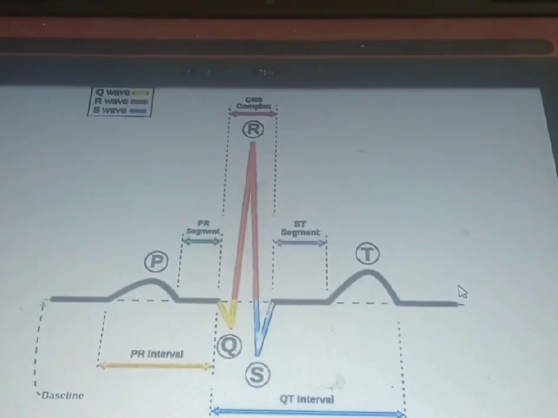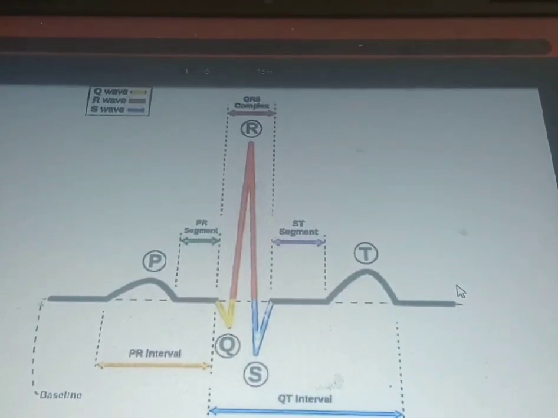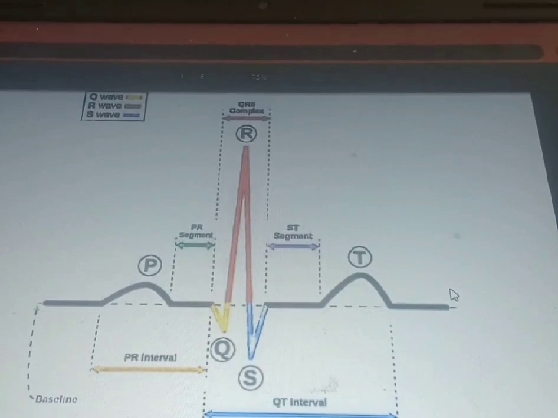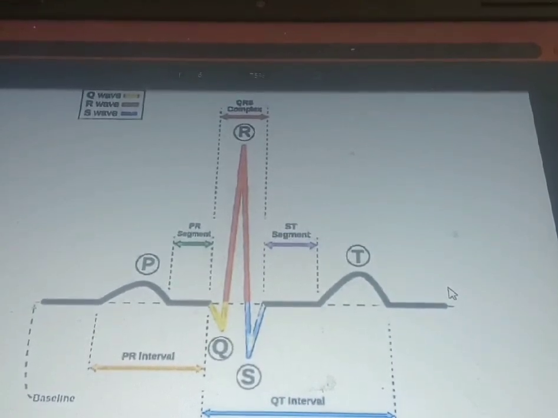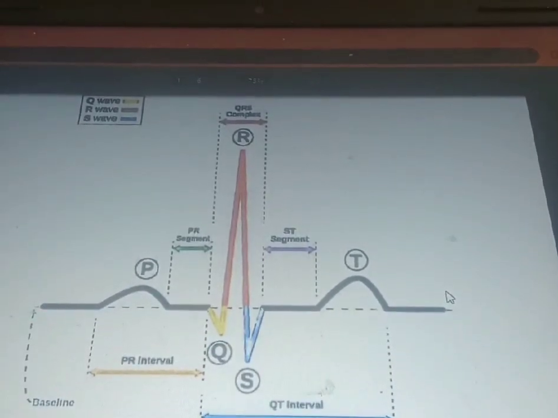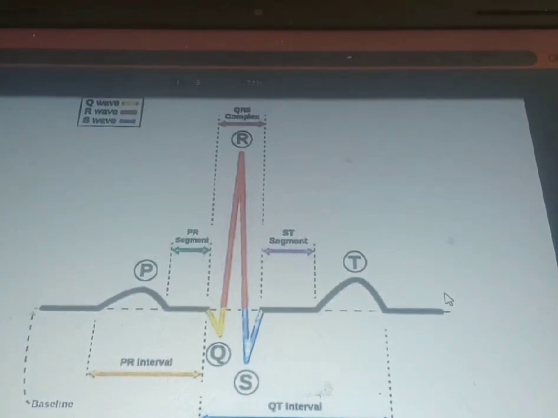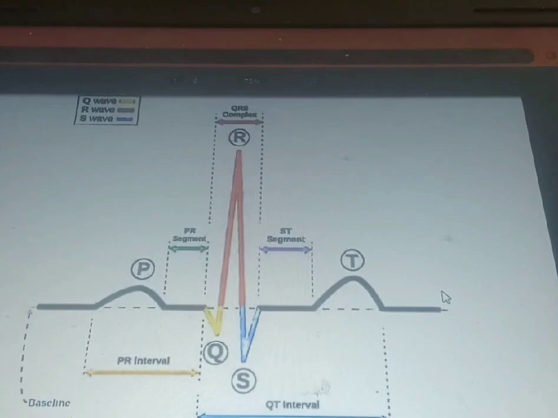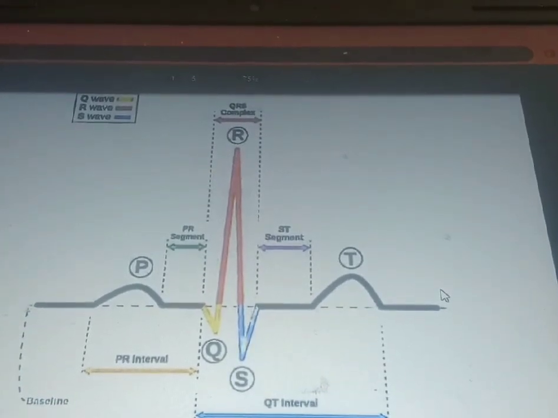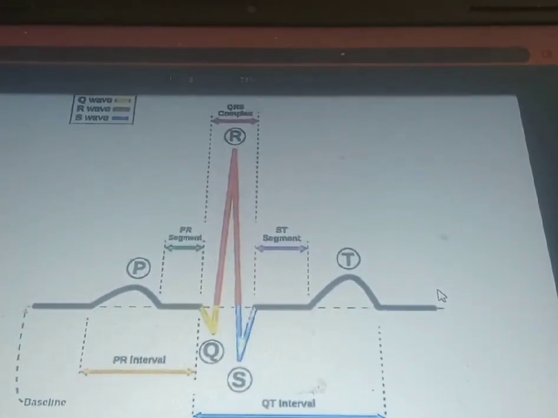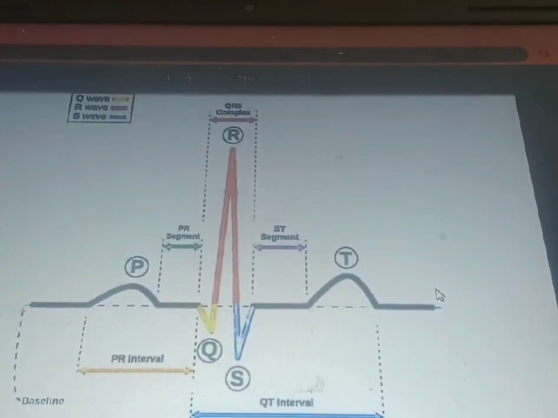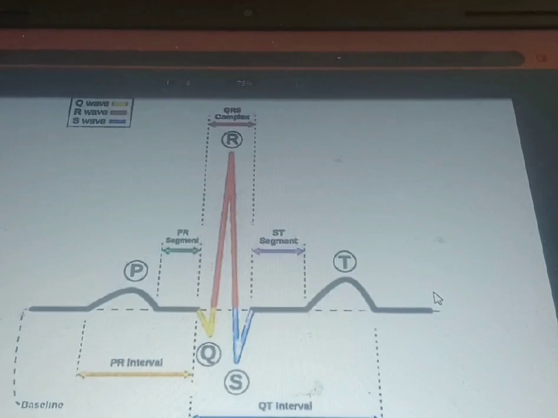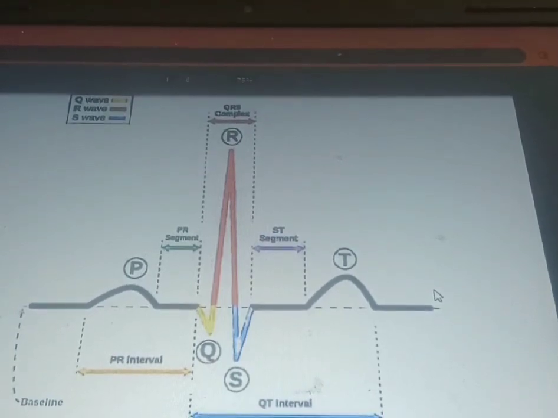Here we are going to discuss the ECG. ECG is composed of the P wave, QRS complex, and the T wave. When we are discussing the ECG, our main purpose is to focus on the P wave, QRS complex, and T wave. P wave represents the atrial depolarization, QRS complex represents the ventricular depolarization, and the T wave represents the ventricular repolarization.